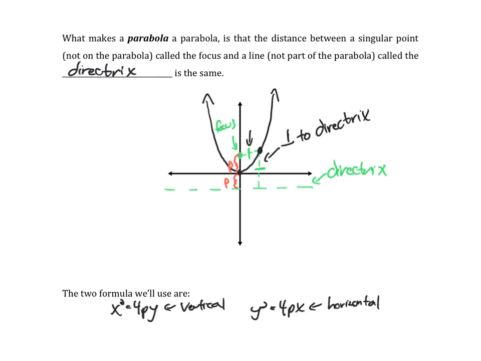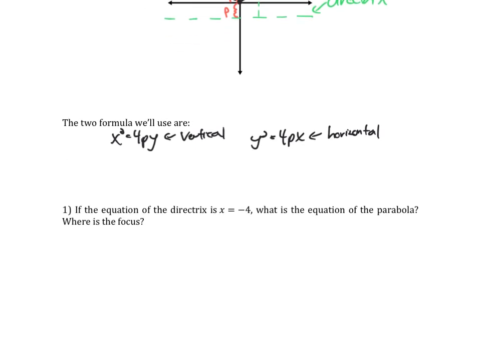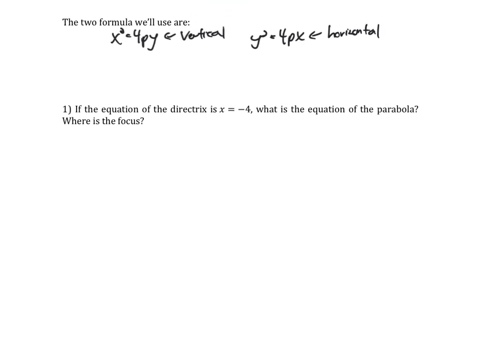I want to jump into some problems so you can get a sense of how we actually graph these. So let's just jump right into it. I'm going to leave those formulas up there so we can see them. So the question says, if the equation of the directrix is -4, what is the equation of the parabola and where's the focus? It may actually help to draw this out, and then we can figure out the equation in a minute. So I'm going to draw my axes.